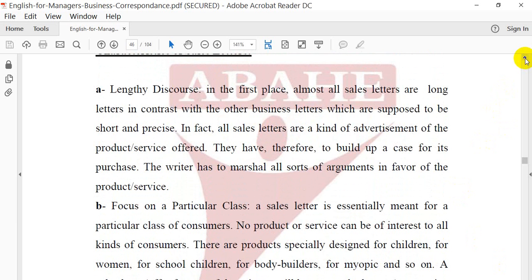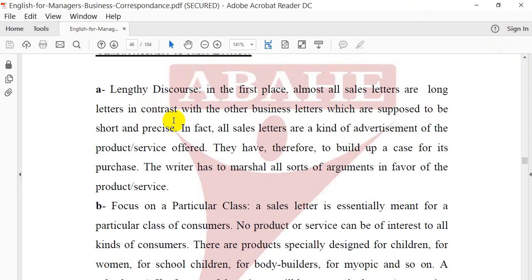You have to write a sales letter made of 10 papers, 15 papers, or 20 pages. Is it good? Is it suitable to write a long one or a short one? So how do you write this sales letter? You have to write it in short pages, and to be precise. In the first place, almost all sales letters are long letters, in contrast with other business letters, which are supposed to be short and precise. This is the conclusion of point A: be short and precise.